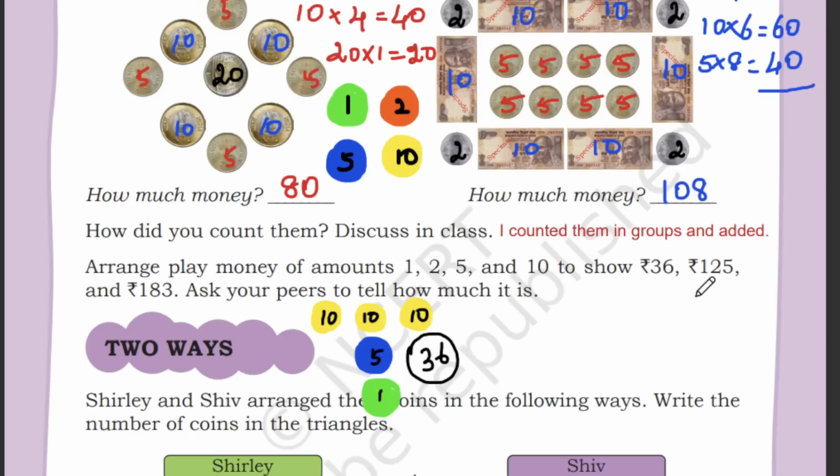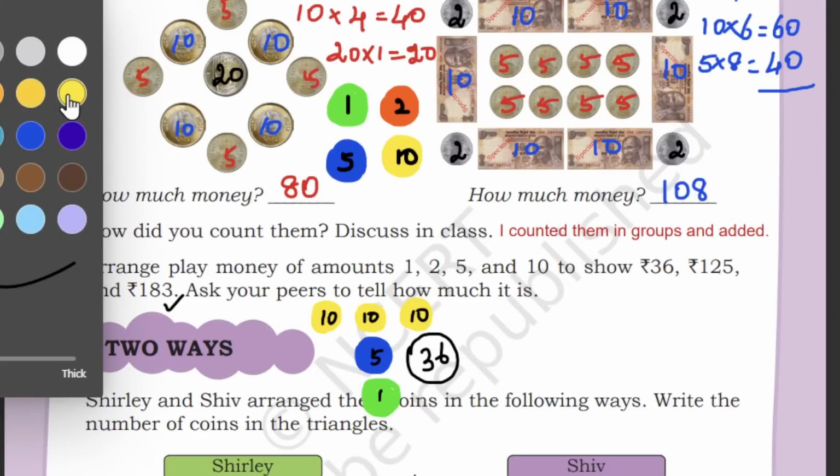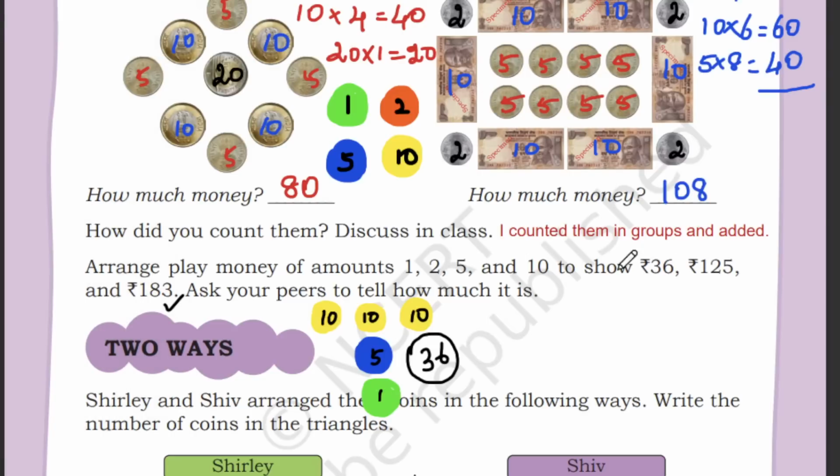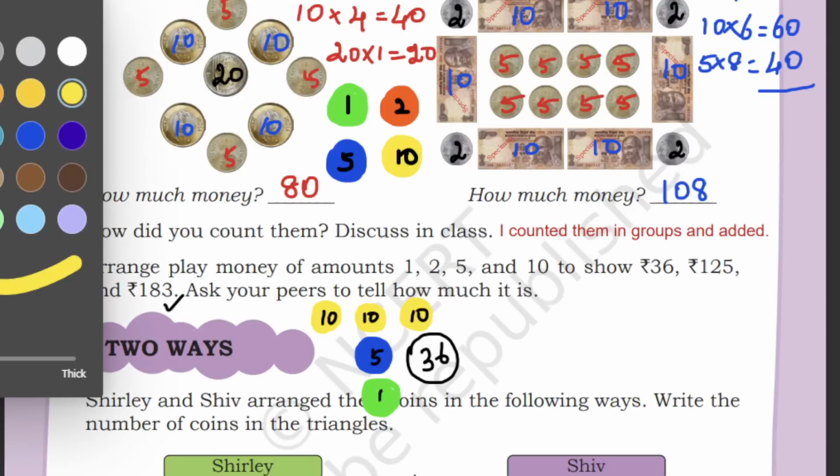Okay, next I will do 125. 183 you can make on your own, students, because we do not have enough space here. So next I'll do 125. I'm going to make 125, and I'll draw a line in the center so I'll divide them.